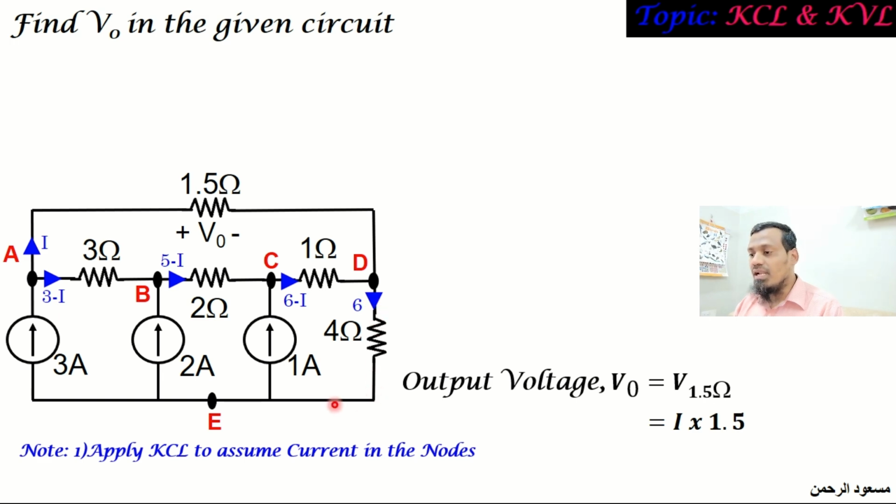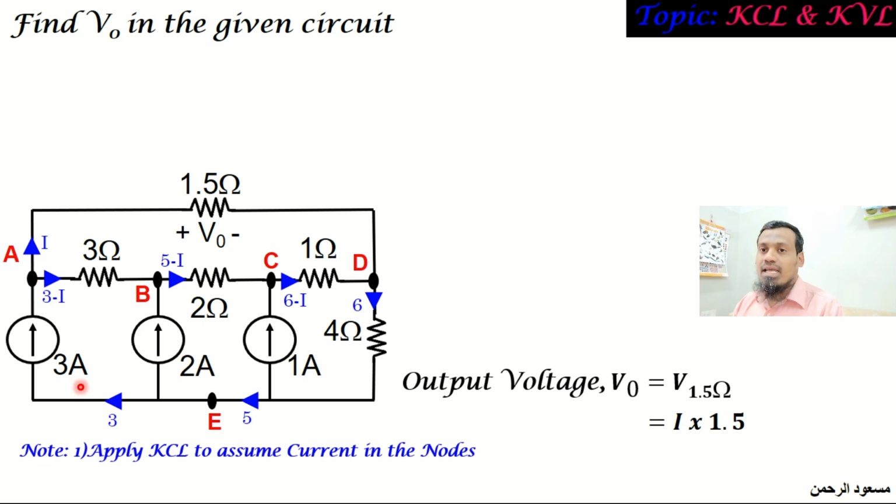So the 6 amps will come up to this point, and after this point the current of 1 amp will be returned to this current source and the remaining 5 amps will leave in this way. And the 5 amps will come up to this point, and after this point the current of 2 amps will return to this current source and the remaining 3 amps will return to this current source.